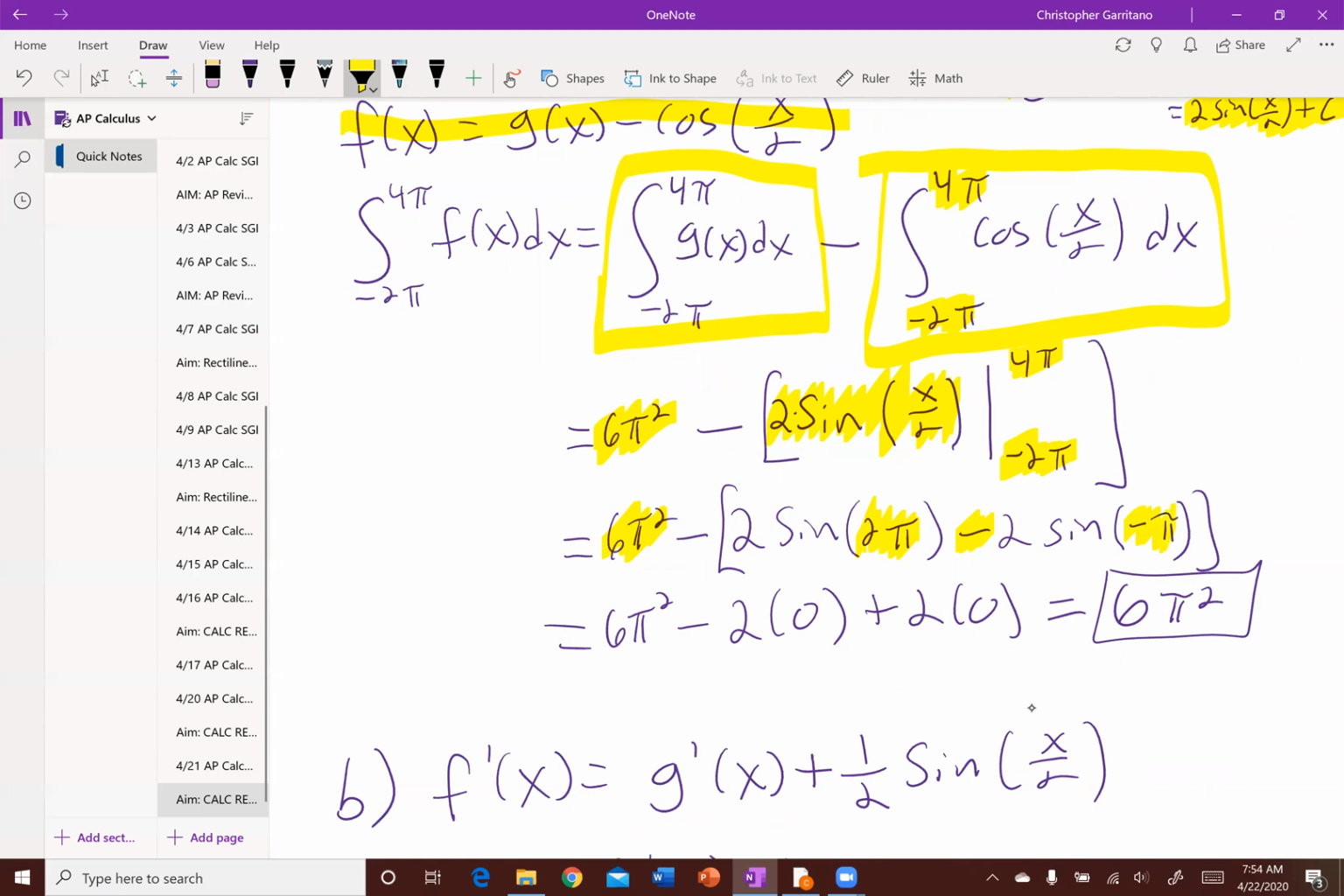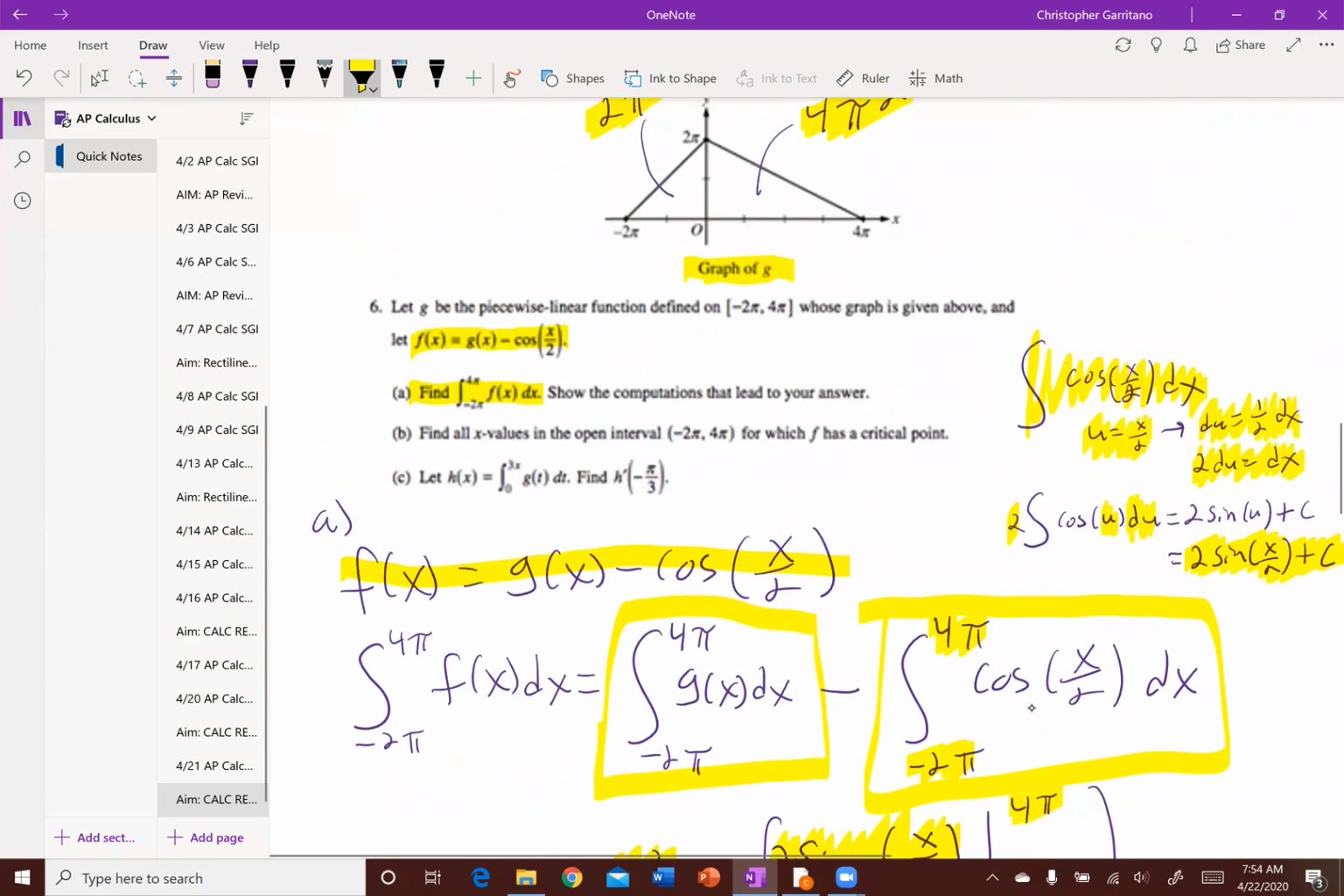All right, so now again, just kind of simplifying further. Sine of 2 pi is 0. Sine of negative pi, also 0. So 6 pi squared minus 2 times 0 plus 2 times 0 is 6 pi squared. All right, so that is part A. That's only part A. A lot of work for part A.